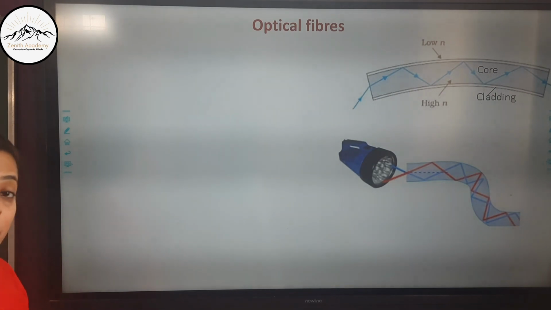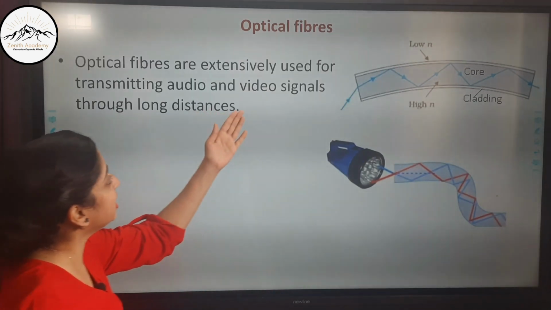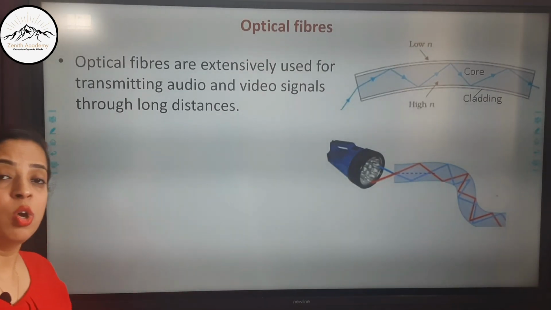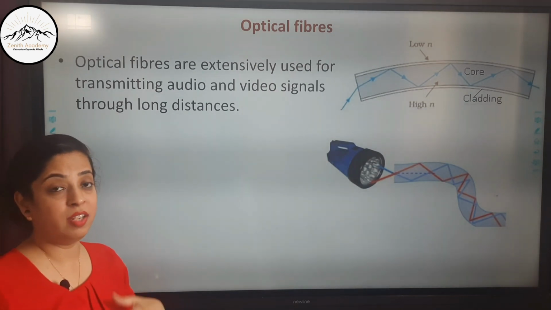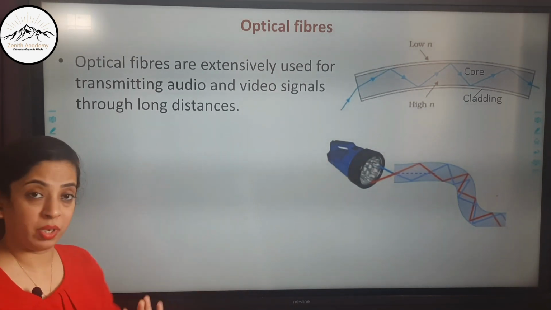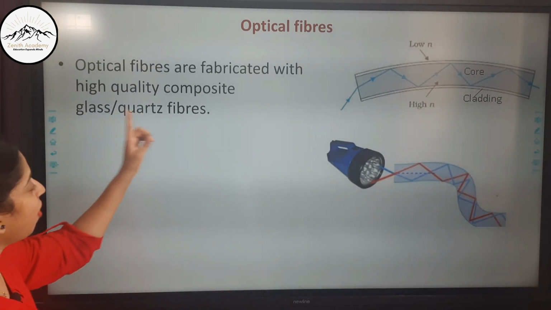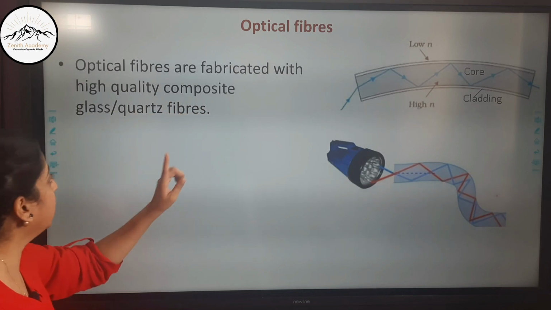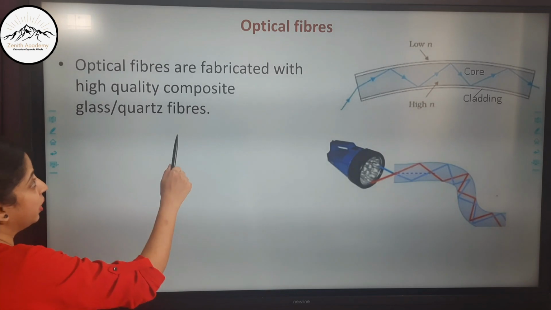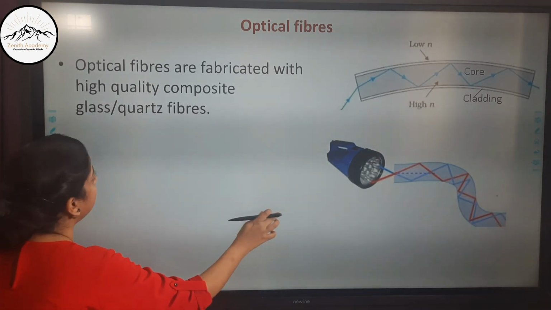Now let's talk about optical fibers. Optical fibers are extensively used for transmitting audio and video signals through long distances. So whenever you want to transmit any video or audio signals for a very long distance, you make use of optical fibers. Now, optical fibers are fabricated with high quality composite glass or quartz fibers. So you should remember the material of optical fibers, because this is a very important question for your class 12th examination.